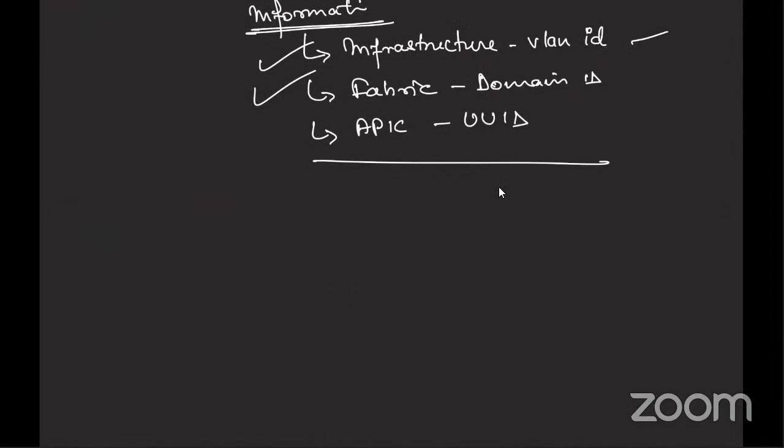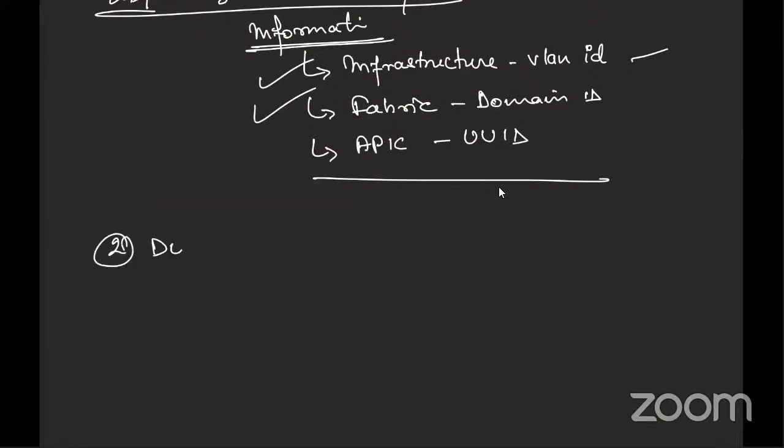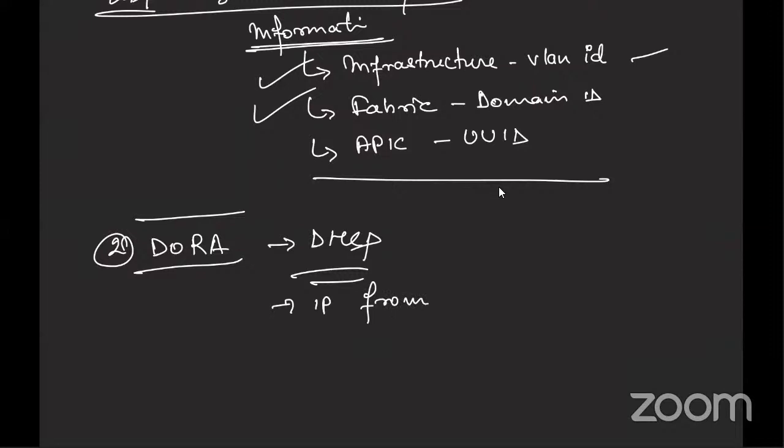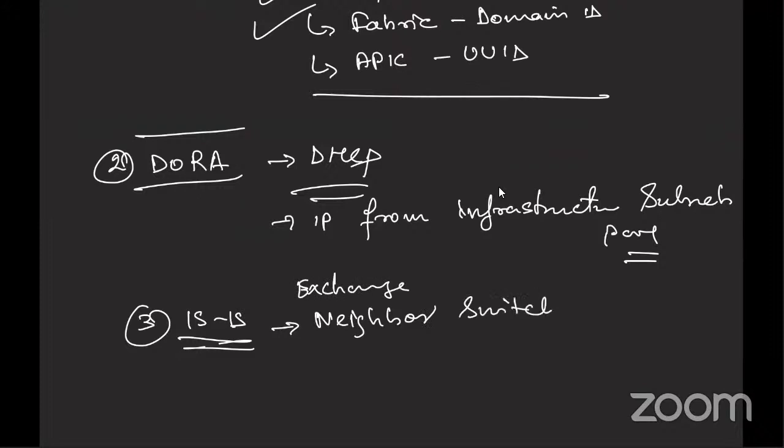So your DORA process is going to start via DHCP. I hope everyone knows DORA: discover, offer, request, acknowledgement. That is a process in DHCP. And it's going to provide the IP from the infrastructure subnet pool. Okay, so that is the IP required for the leaf or spine to join the fabric and to communicate with the rest of the fabric. After this, ISIS is going to start exchanging with your neighbor switch. And all these things are automatic.